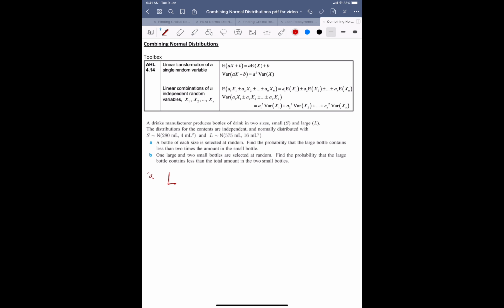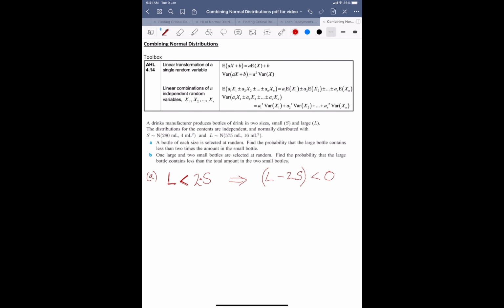This is part A here. We've got a small bottle, but it says 2 times the amount in the small bottle. So that's basically take a small bottle and times the contents by 2S. And we want the probability the large bottle contains less. So this is what we're looking for, L less than 2S. But then we're going to do a small bit of rearranging: L minus 2S less than 0. And that's the key for these questions. We're actually going to combine some distributions together, and we're going to see what happens from there.